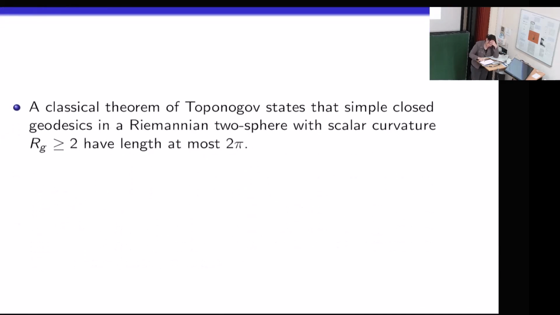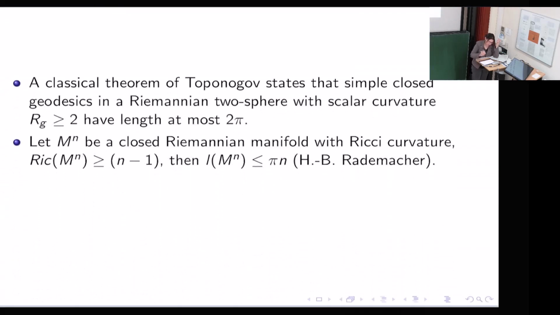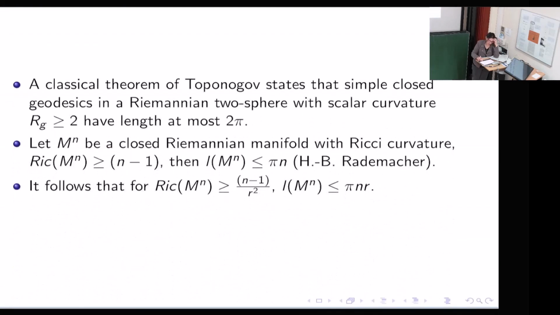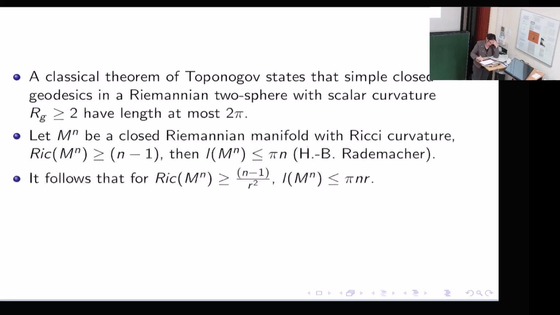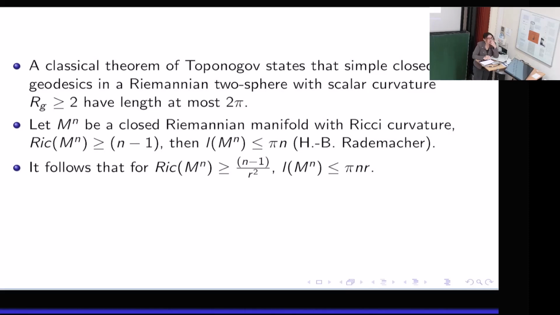There is a classical theorem of Toponogov that states that a simple closed geodesic on a Riemannian two-sphere with scalar curvature greater than or equal to 2 has length at most 2 pi. There is also the theorem of Rademacher that if you have positive Ricci curvature, then the length of a shortest periodic geodesic is bounded by pi times n. In particular, if we rescale, if Ricci is bounded below by n minus 1 over r squared, then the length of a shortest periodic geodesic can be bounded in terms of the lower bound of the Ricci curvature. This is actually an improvement both in bound and in the proof itself of my prior estimate for the length of a shortest periodic geodesic on a positive Ricci curvature manifold.